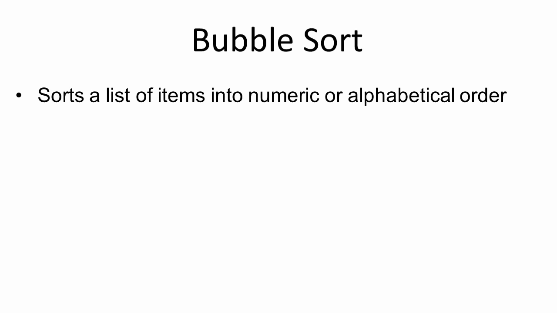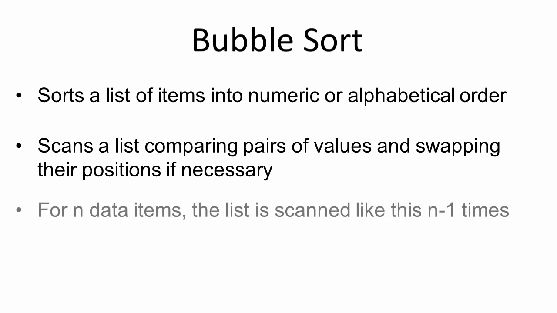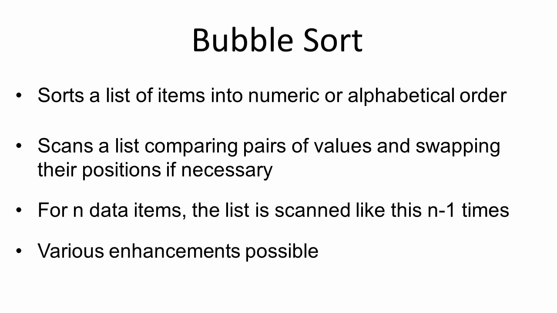The bubble sort sorts a list of items into numeric or alphabetical order. It scans a list, comparing pairs of values and swapping their positions if necessary. For n items of data, the list has to be scanned like this n-1 times. There's all kinds of enhancements you can make to the bubble sort to improve its performance, but let's talk about the basic algorithm first.